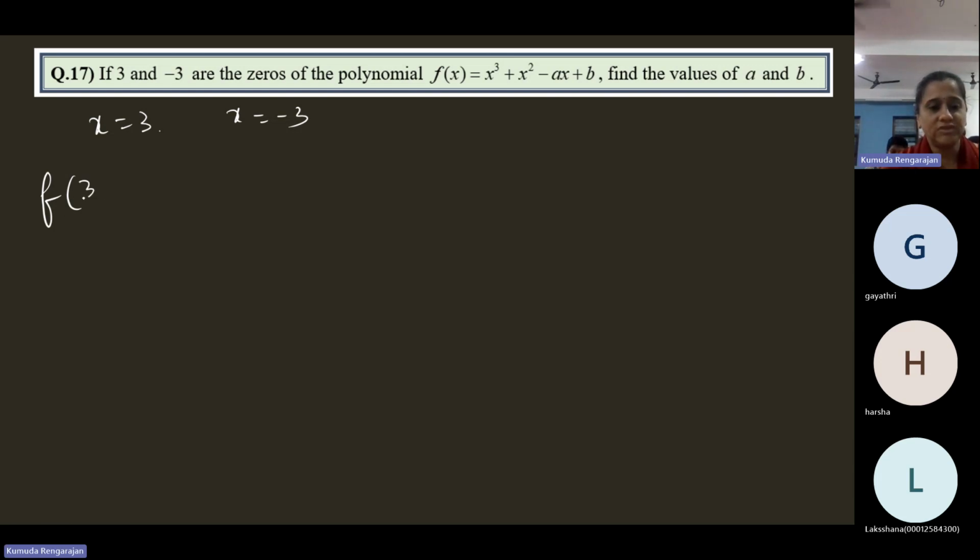f of 3 is equal to 0 because 3 is a zero. And f of minus 3 is also 0 because minus 3 is a zero. If 3 is a zero, then the value of the polynomial at x equal to 3 will be 0. Sorry, if minus 3 is a zero, then f of minus 3 will be 0.